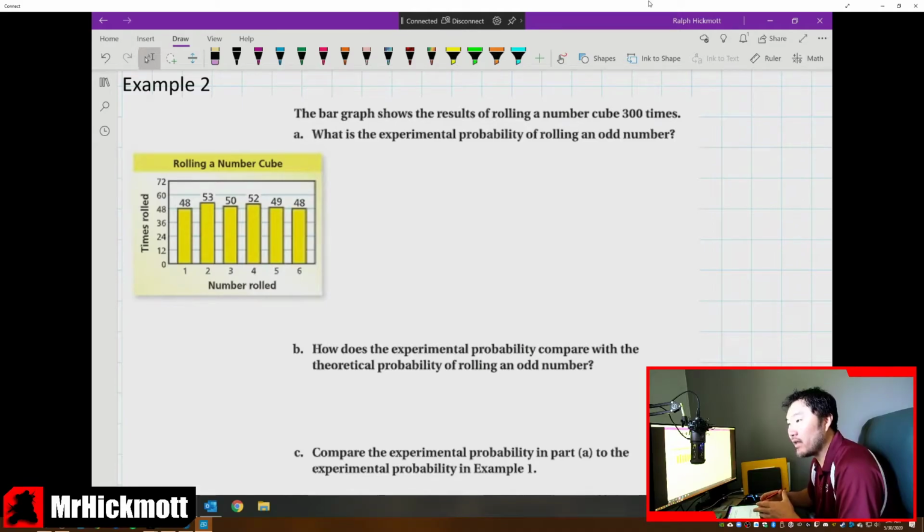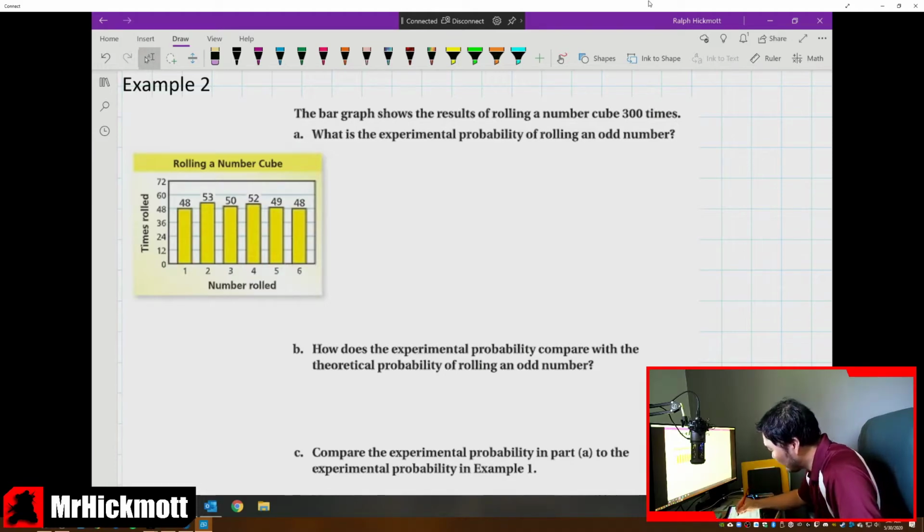We know that in a theoretical situation, each number would have a 1 out of 6 probability of coming up. But let's check out how this experiment actually came to be. What is the experimental probability of rolling an odd number?